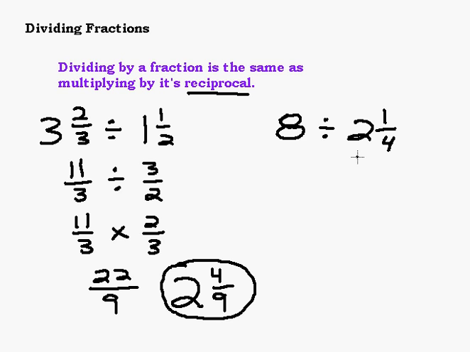Alright, we need to change both these to just plain old fractions, numerator, denominator. So 8 is 8 over 1. The 8's a whole number, so we just put that over 1. I'm going to keep the divide because I'm not flipping yet. I'm writing things as fractions. 2 times 4 is 8, plus 1 is 9. So I have 9/4. Okay, now I need to change it to a multiplication and do the reciprocal of 9/4, which is 4/9. So now I write 8 over 1 times 4 over 9.